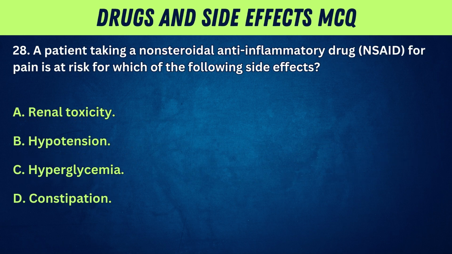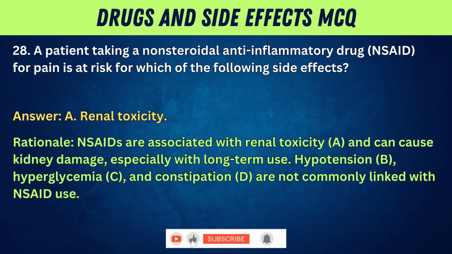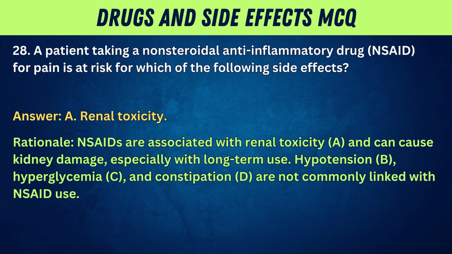28. A patient taking a nonsteroidal anti-inflammatory drug, NSAID, for pain is at risk for which of the following side effects? A. Renal toxicity. B. Hypotension. C. Hyperglycemia. D. Constipation. Answer: A. Renal toxicity. Rationale: NSAIDs are associated with renal toxicity, A, and can cause kidney damage, especially with long-term use. Hypotension, B, hyperglycemia, C, and constipation, D, are not commonly linked with NSAID use.